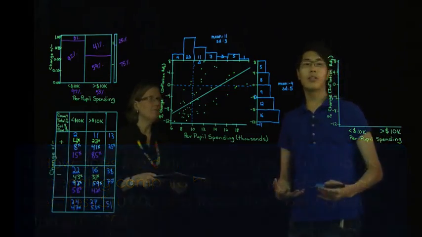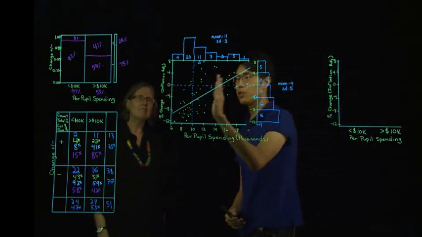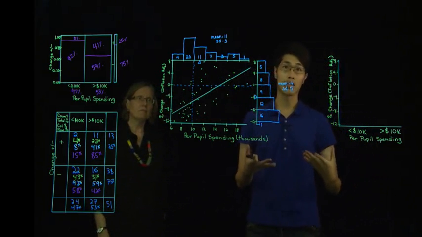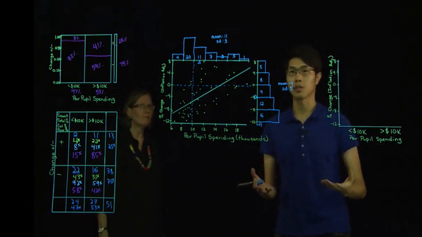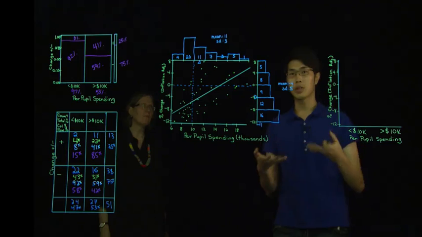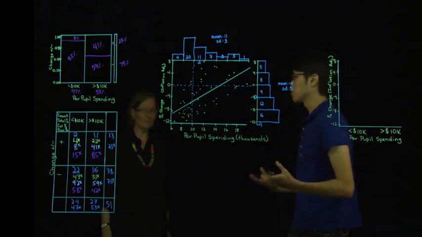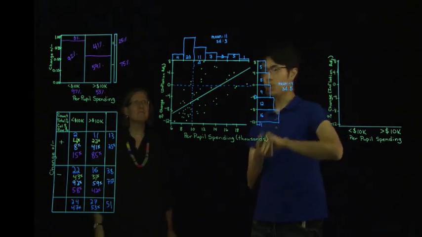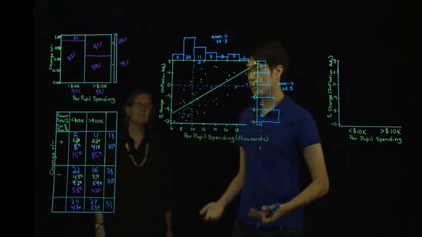Well, a good way to answer that question is to split the scatter plots into two different groups, states that have less than $10,000 per pupil spending and states that have more than $10,000 per pupil spending. And we're going to make a box and whisker chart for each of the groups. And then we're going to compare the two distributions side by side. Sounds good. So let's start with the states with less than $10,000 per pupil spending.